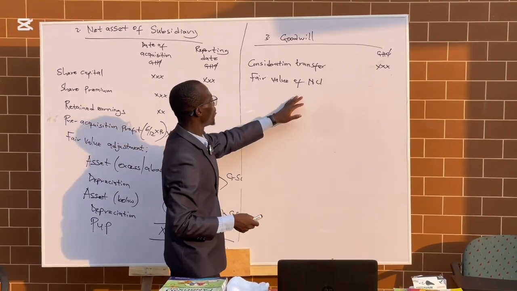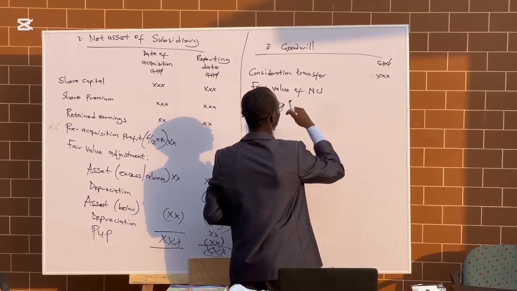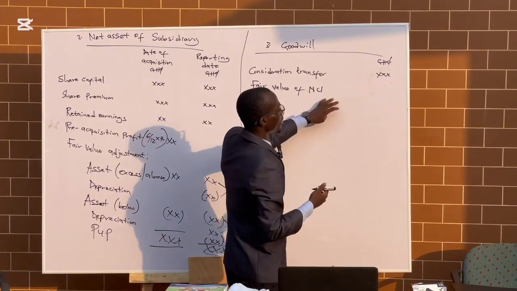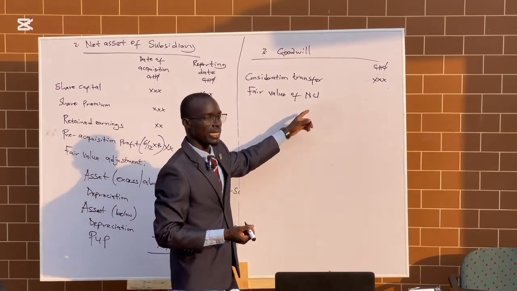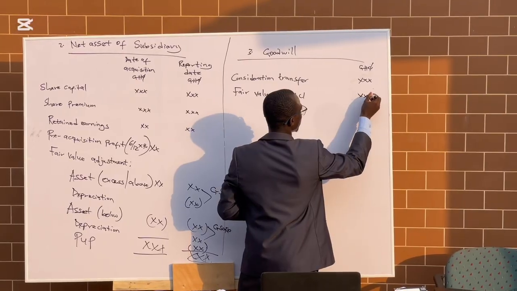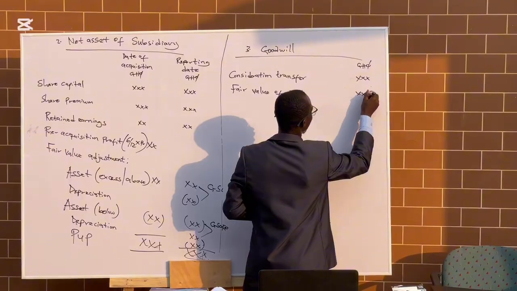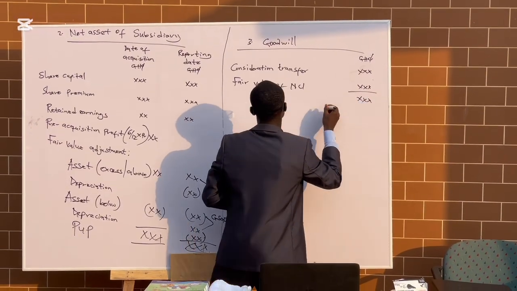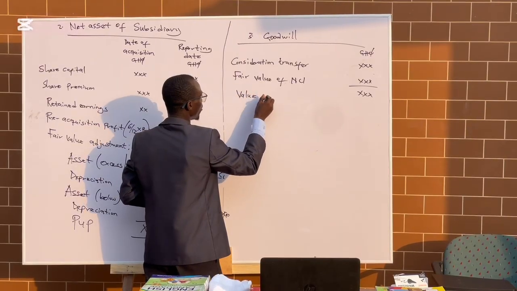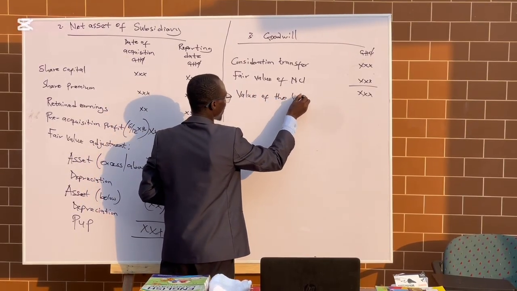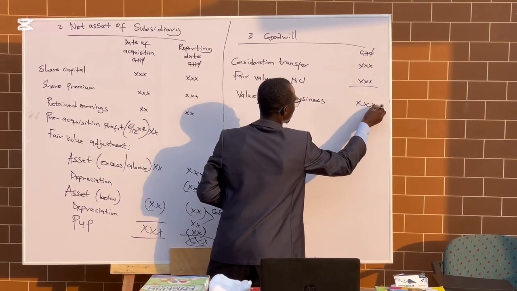So the fair value of the NCI, or the net asset at acquisition of the NCI, will be stated in the question. When you get to the workings, I will tell you how you get this. So you know the consideration transfer, you know the fair value of the NCI. When you add these two together, it gives you the value of the business.